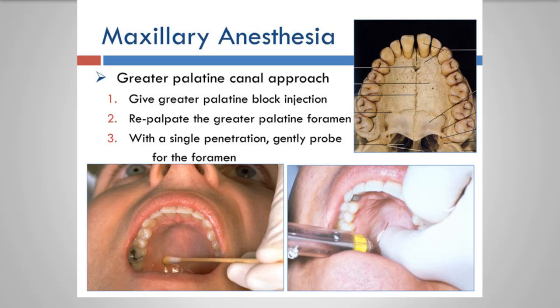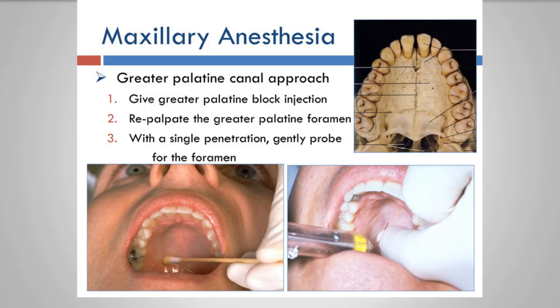I'm going to wait about 2 minutes, and then I'm going to come back in, repalpate to make sure I know where that foramen is, make sure I can feel that there. And now I'm going to come in with a 27 gauge long needle, and I'll either deflect the needle with my fingertip, or I can put a permanent bend in the needle. And most people that like bending the needle for this, they'll put about a 45-degree angle onto that needle.